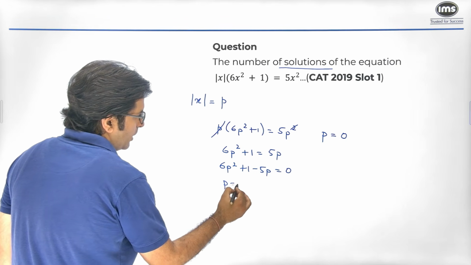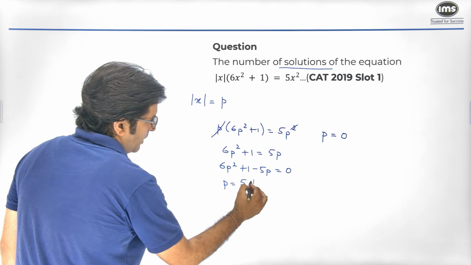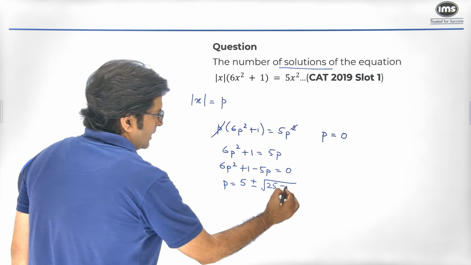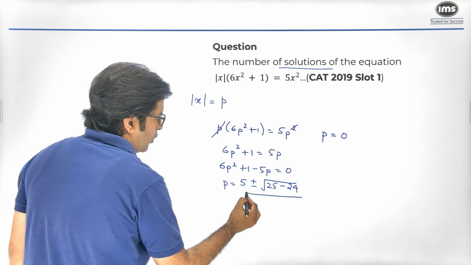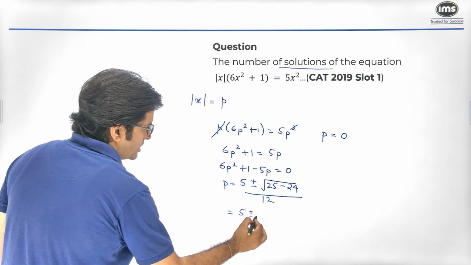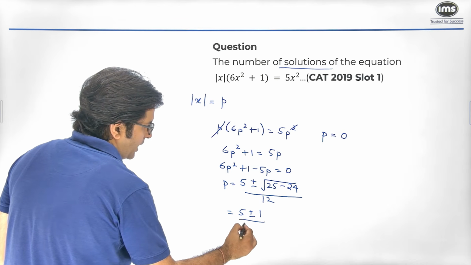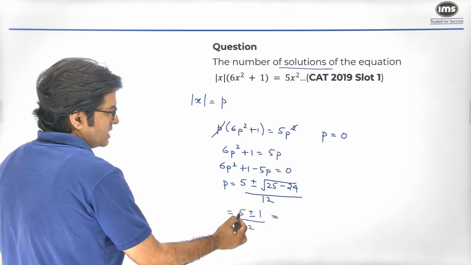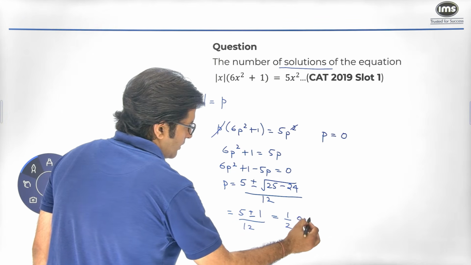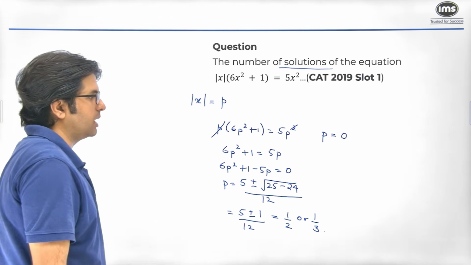I'll solve the quadratic. p is equal to 5 plus minus under root b square, minus 5 square is 25, minus 4ac, that is 24, whole upon 2a, which is 12. So I get 5 plus minus under root of 1, divided by 12. So I get two possible answers: 5 plus 1, 6 by 12, which is 1 by 2, and 5 minus 1, 4 by 12, which is 1 by 3. So this is another possibility.